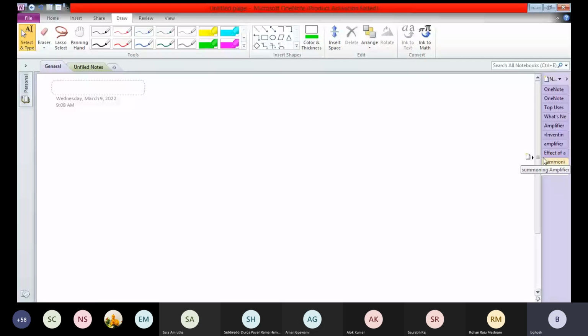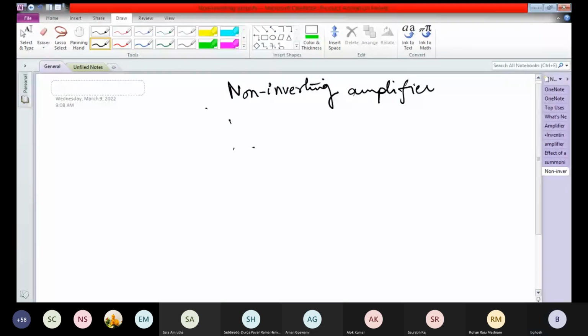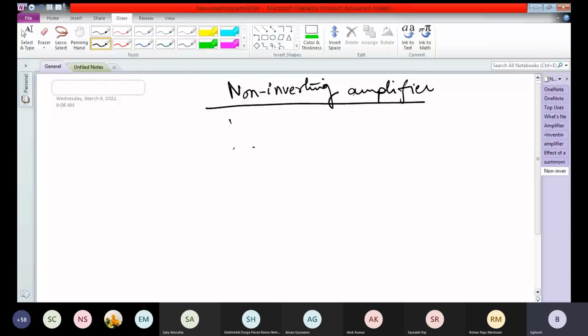So now we come to the non-inverting amplifier. We saw the inverting amplifier. In the non-inverting amplifier, the output will be in phase with the input, not out of phase with the input as in the case of the inverting amplifier. So I have a slight modification to the operational amplifier circuit.